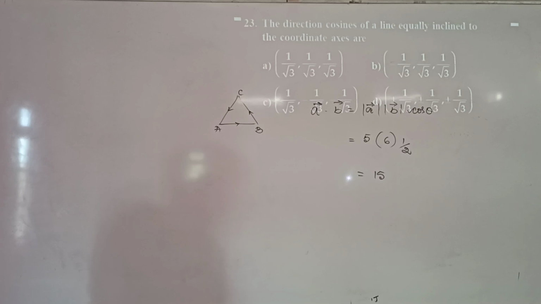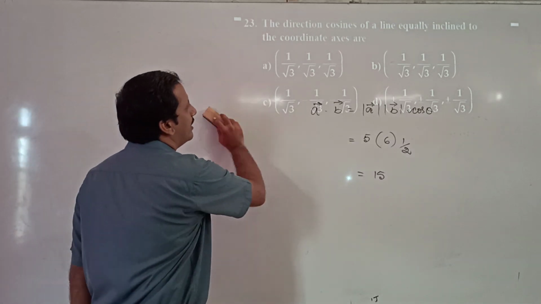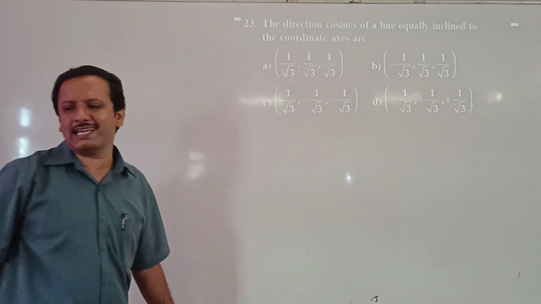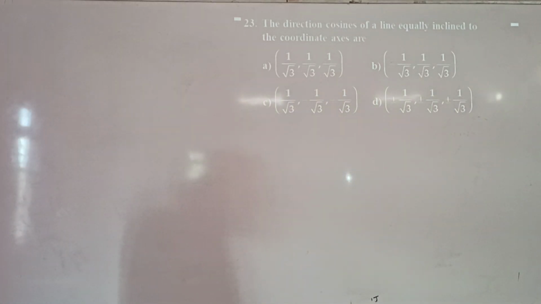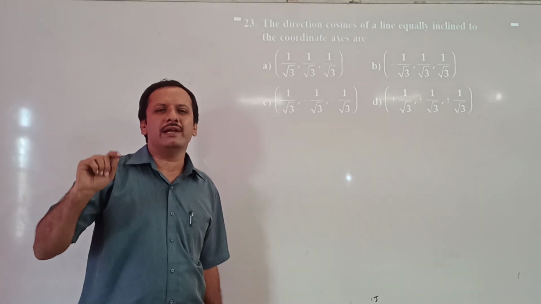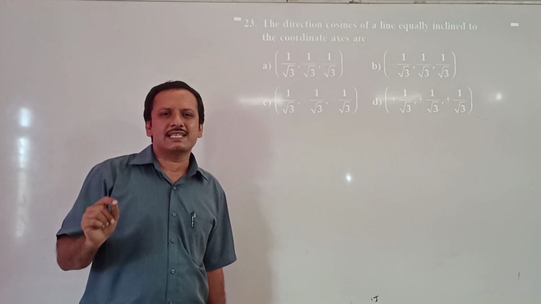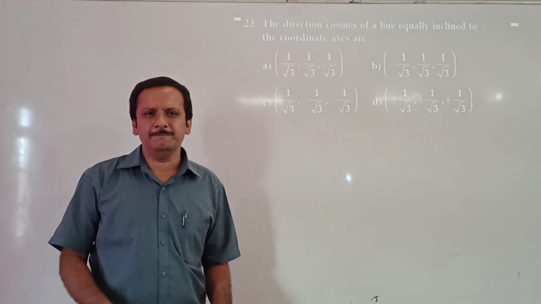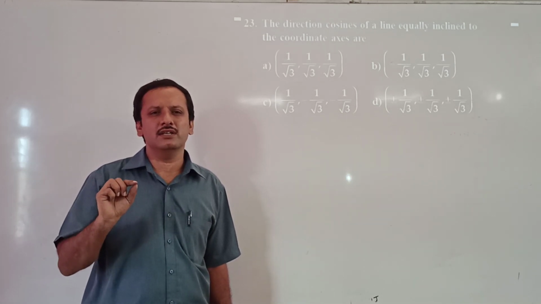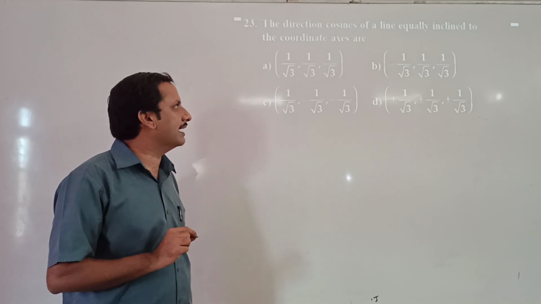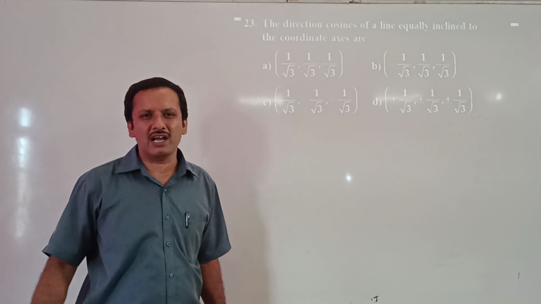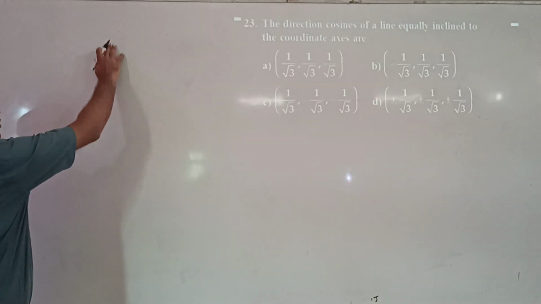Okay. Then the direction cosines of a line equally inclined to the coordinate axes. Equally inclined to the coordinate axes means if a line makes angles alpha, beta, gamma with the x-axis, y-axis and z-axis respectively, then cos alpha, cos beta and cos gamma are the direction cosines of that line, and we write cos square alpha plus cos square beta plus cos square gamma is equal to 1. Now what happens?